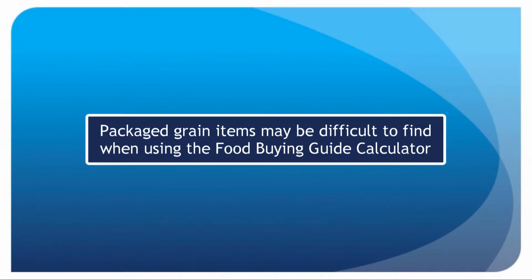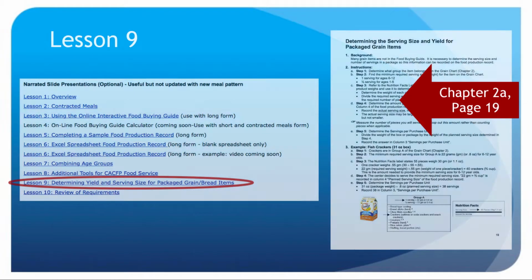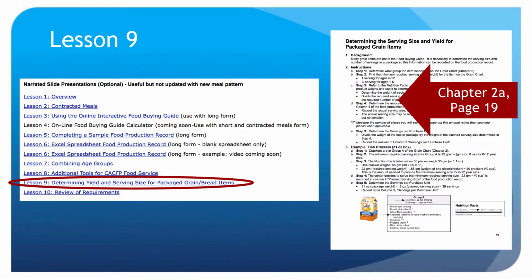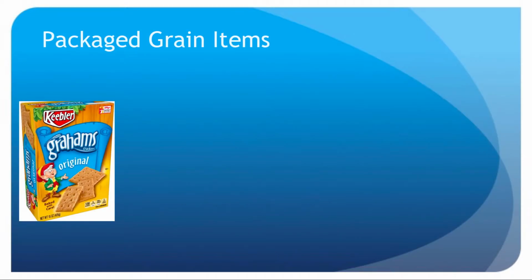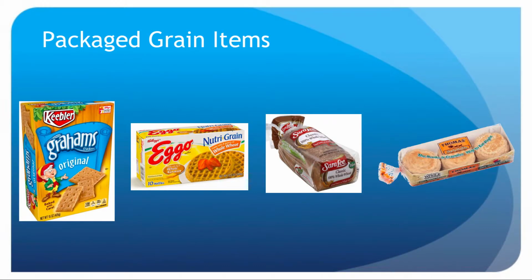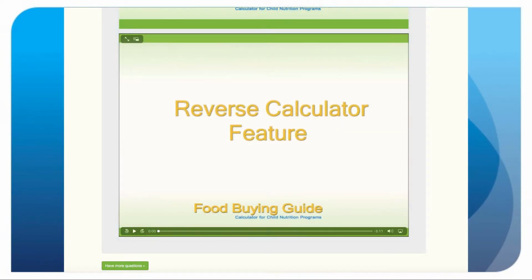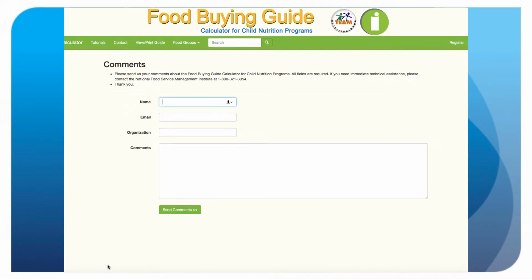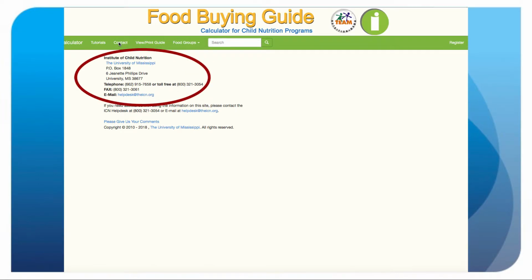Packaged grain items may be difficult to find when using the food buying guide calculator. Lesson 9 explains how to determine the serving size and yield for packaged grain items, including but not limited to crackers, waffles, breads, and muffins. If you have additional questions, click the Have More Questions button at the end of the tutorials or submit them to the Institute of Child Nutrition using the Contact tab.